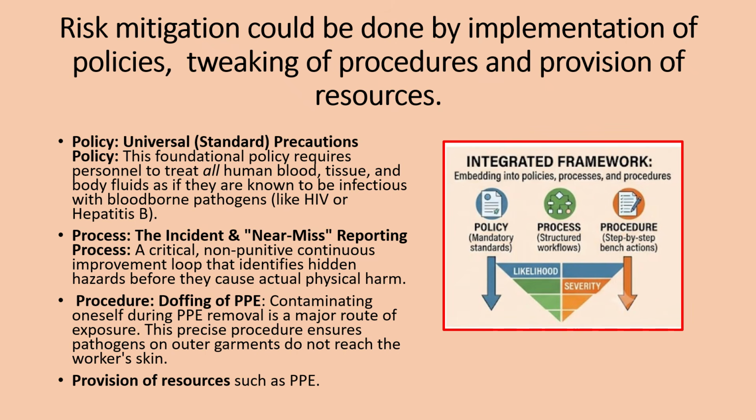Example of a process: the incident and near-miss reporting process. A critical, non-punitive continuous improvement loop that identifies hidden hazards before they cause actual harm. Then we have an example of a procedure: doffing of personal protective equipment. Contaminating oneself during PPE removal is a major route of exposure. This precise procedure ensures pathogens on outer garments do not reach the worker's skin.